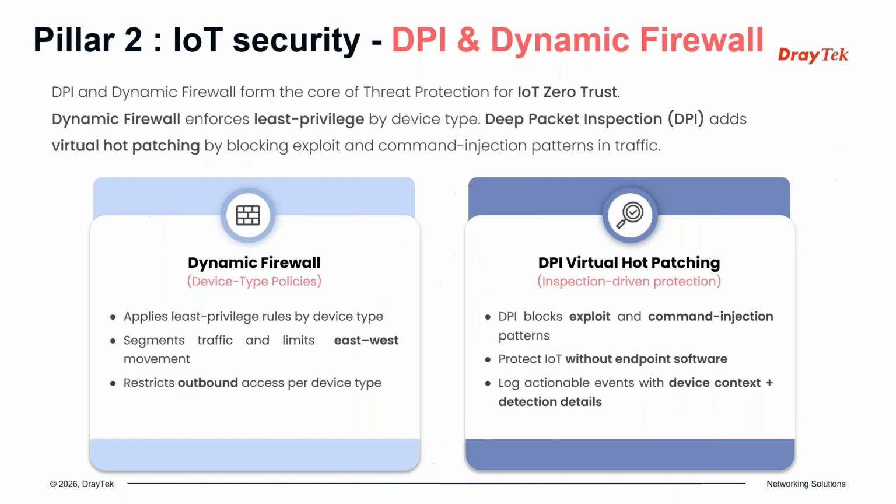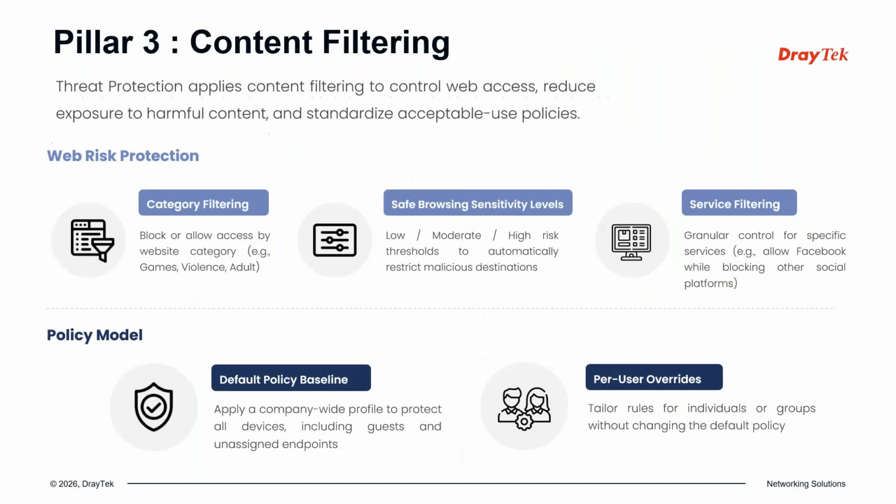As part of that, we have the dynamic firewall. This is a core part of the zero trust principles that apply least privilege rules based on the type of the device that's been detected for the IoT devices, and this restricts traffic dynamically by device type. And we also have the DPI virtual hot patching, which can prevent exploits without having to have endpoint software on them. Then our third pillar is the content filtering.